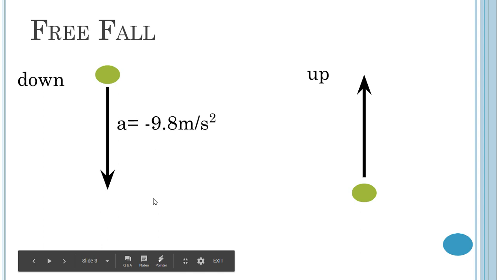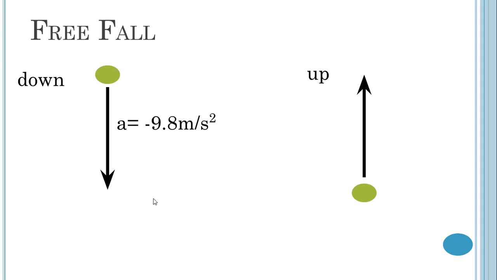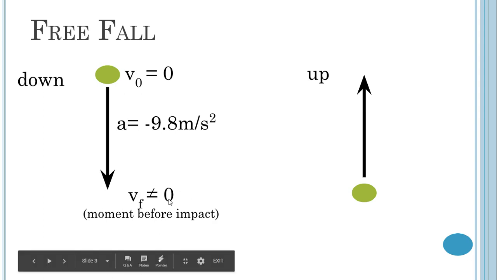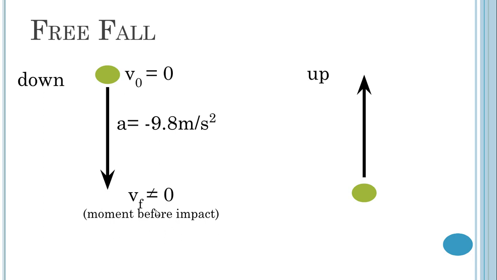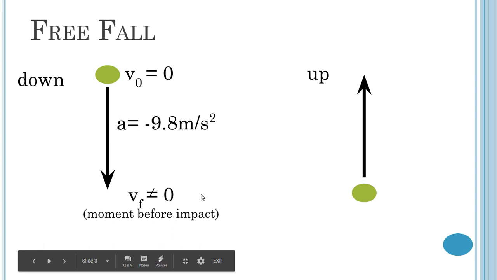When an object is going down, the acceleration due to gravity is negative 9.8 meters per second squared, just because down is generally negative. When objects fall, not when they're thrown down, but simply when they are dropped, the initial velocity, remember this 0 here means v naught, the initial velocity, is actually going to be 0. When we throw something, the final velocity is not going to be 0. This final velocity is the moment before impact. So that split second before something hits the ground, the final velocity is not equal to 0. And that's what this little equal sign with the slash means.